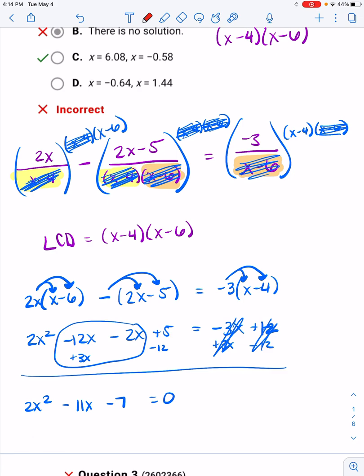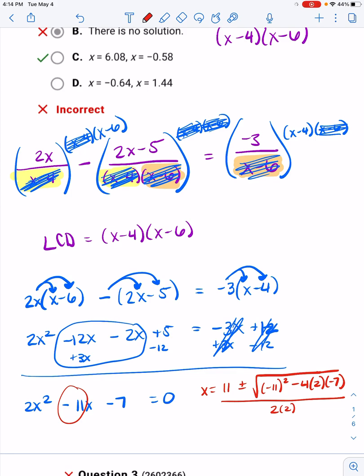I'm going to undo all of that. I'm going to use the quadratic formula. So x equals negative b, that'd be positive 11, plus or minus the square root of b squared, negative 11 squared, minus 4ac, so 4 times 2 times negative 7, all over 2a, 2 times 2, okay?